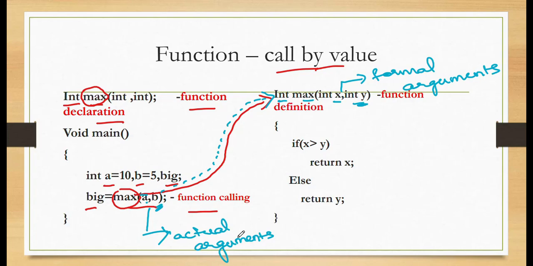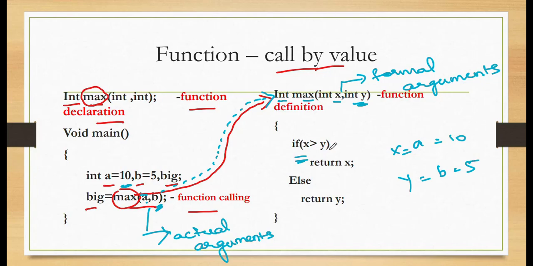Understood? Actual arguments are whichever are defined within the main function. When you are defining them in the function definition, they are called formal arguments. So this a value and b value are passed to this x and this y. This a and b value are passed and execution starts from here. It will check if x is greater than y, return x. 10 is assigned to a, and y is b.